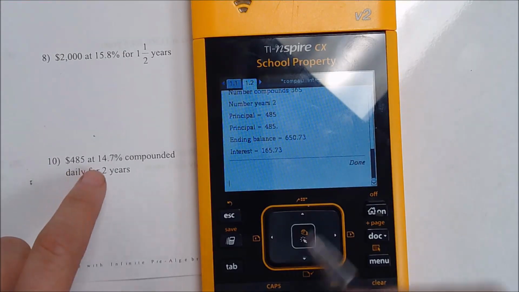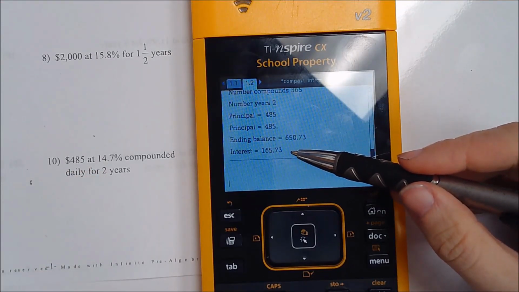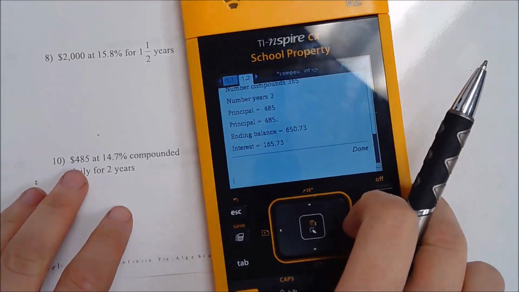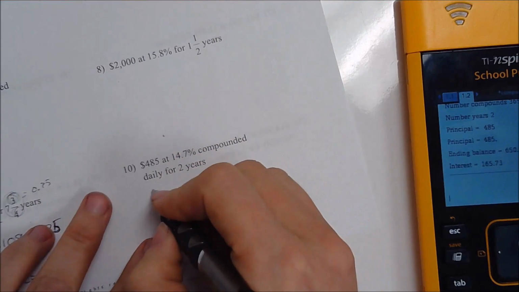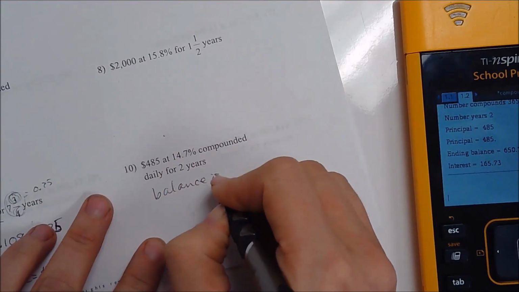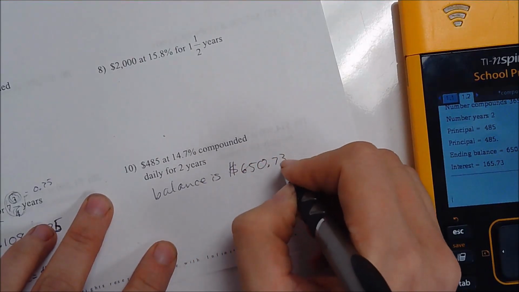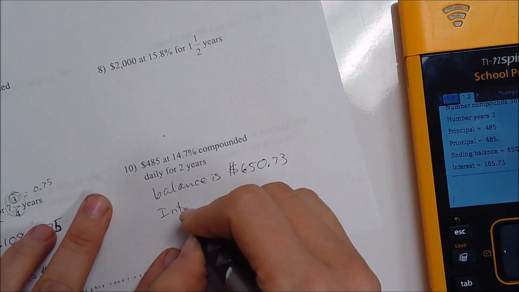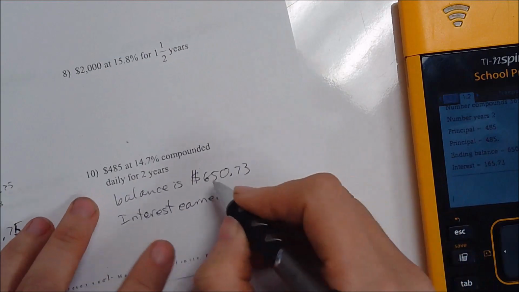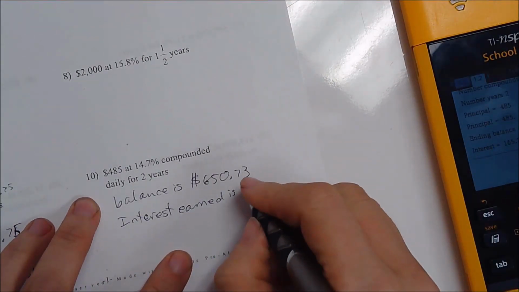Okay, so we ended up with an ending balance of $650.73, and the interest is $165.73. So let me write that down. Our balance is $650.73, and our interest earned, or maybe interest paid, who knows, is $165.73.